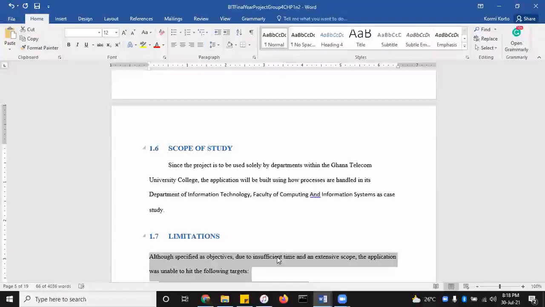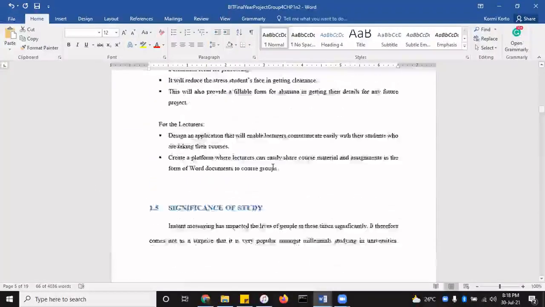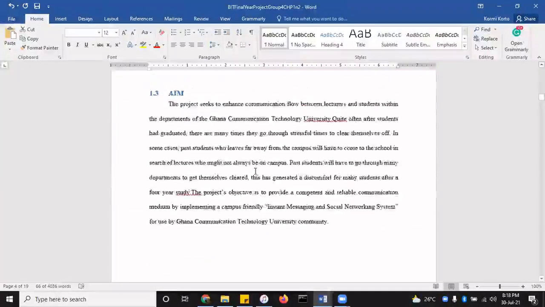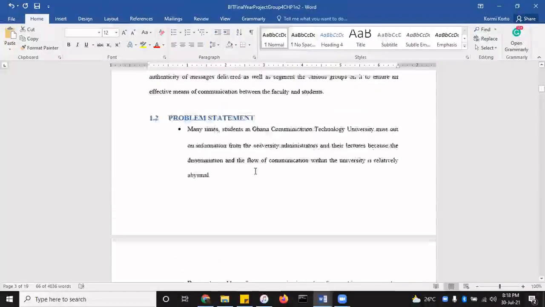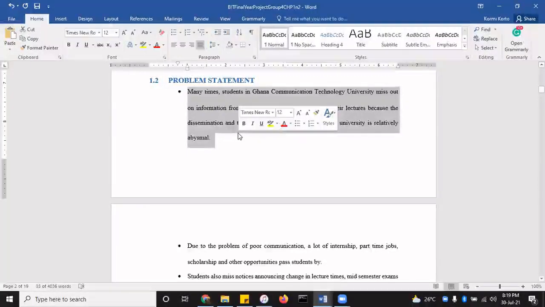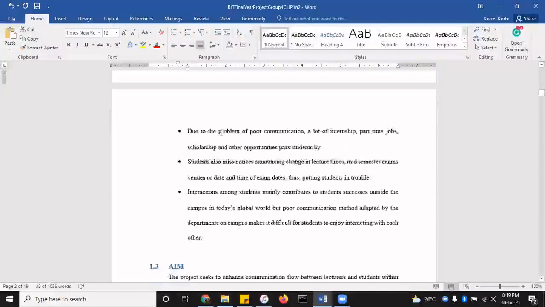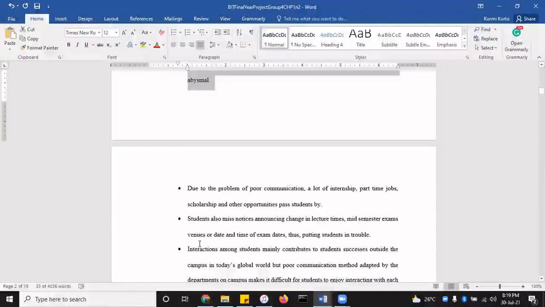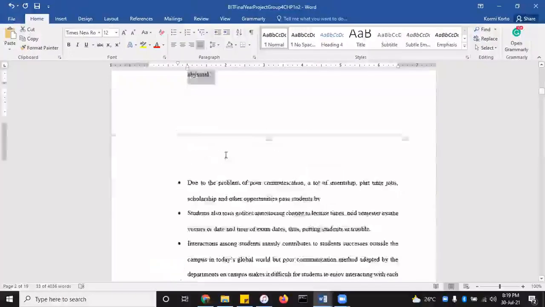So for instance, within the problem statement, we identified only about two, right? There was poor communication within the university. That's one. And then the other one was poor interactivity. So those are the two main problems that were basically indicated over here.